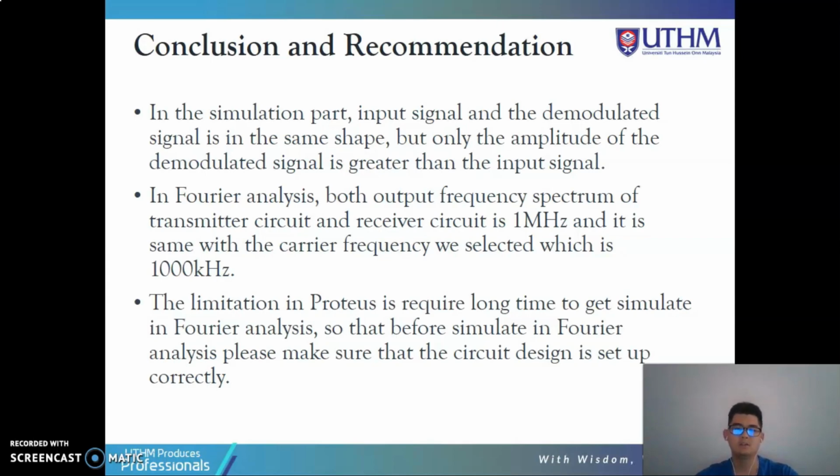About the recommendation, a limitation is that it requires a long time to get the simulated result in Fourier analysis. So before simulating the Fourier analysis, please make sure that the circuit is set up correctly.